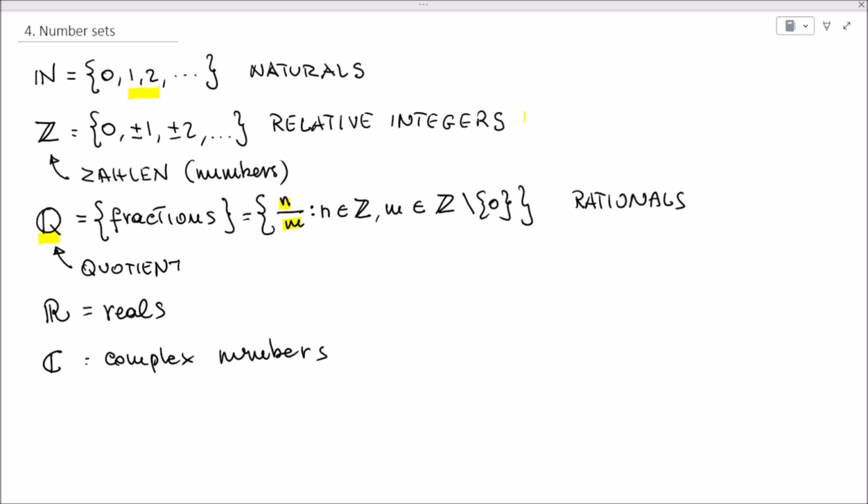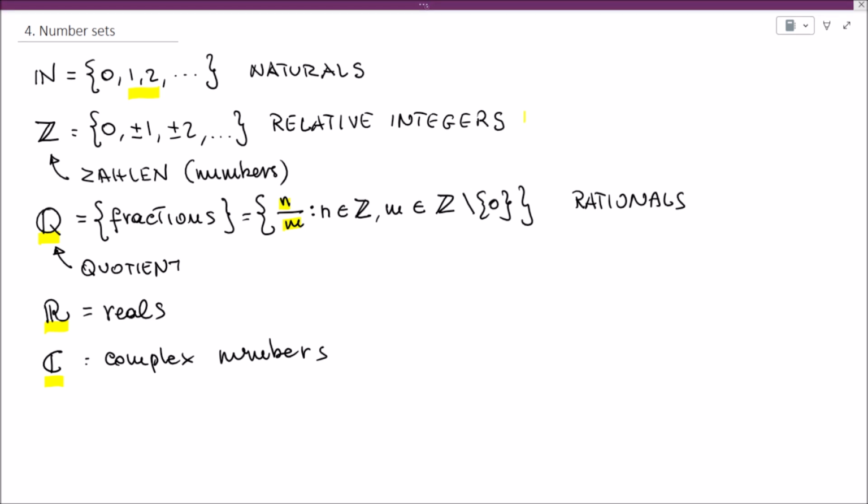The reason for introducing instead the real numbers after Q is that there are some operations that we cannot perform within Q. For example, the extraction of a square root. And then again, we introduce the complex numbers because within the real numbers we cannot perform the square root of a negative number, which instead can be done in the complex numbers.